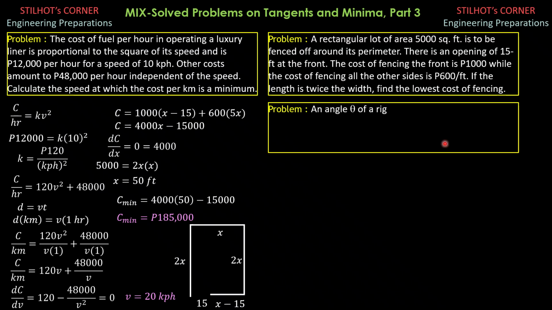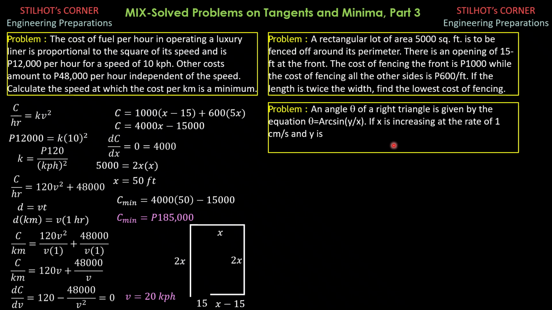Problem 3. An angle theta of a right triangle is given by the equation theta equals arcsine of y over x. If x is increasing at the rate of 1 centimeter per second and y is decreasing at 0.1 centimeter per second, how fast is theta changing in radians per second when it is 30 degrees?